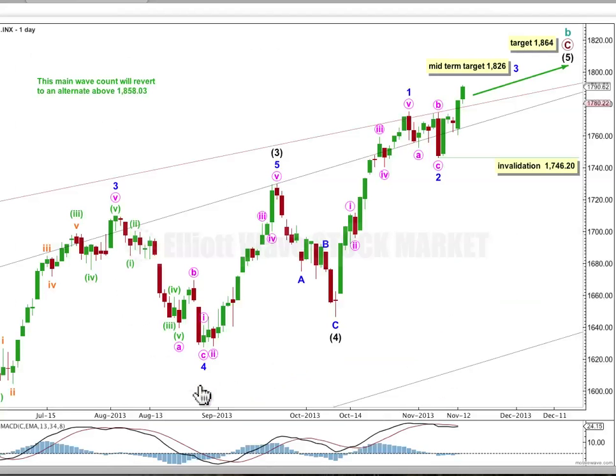At the daily chart level, we now have some good strong upwards movement, and I expect momentum should increase tomorrow and maybe also Monday as we see the middle of a third wave unfold. At 1826, minor wave 3 would reach 0.618, the length of minor wave 1.